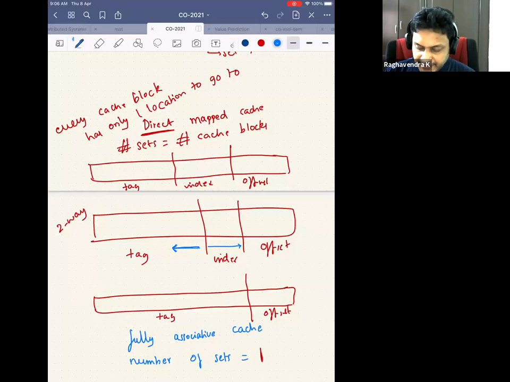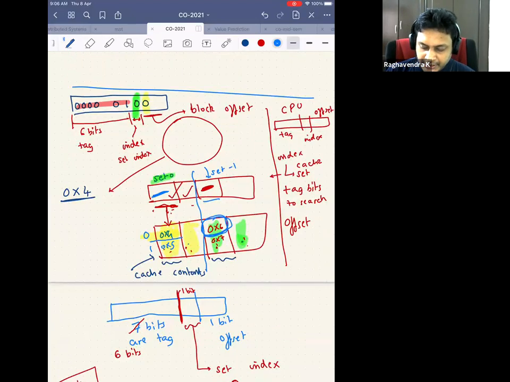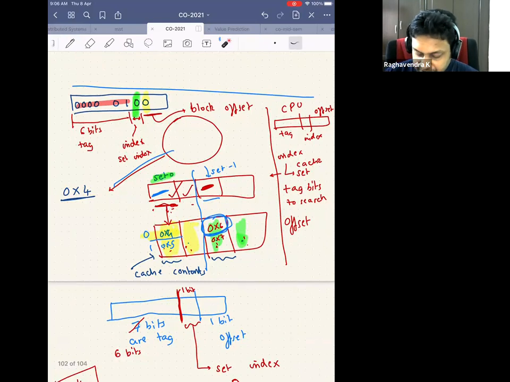I'll just give a recap of what we were discussing. We said that the CPU generates an address. The cache is, let's say, 8 bytes. We clubbed 2 bytes together and made it a cache block. So the number of bytes that this cache can hold is 8 bytes, and I'm referring to each group of 2 bytes as a cache block.